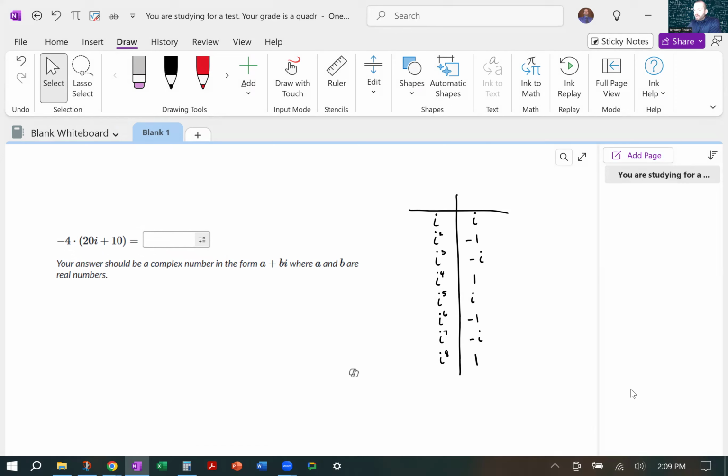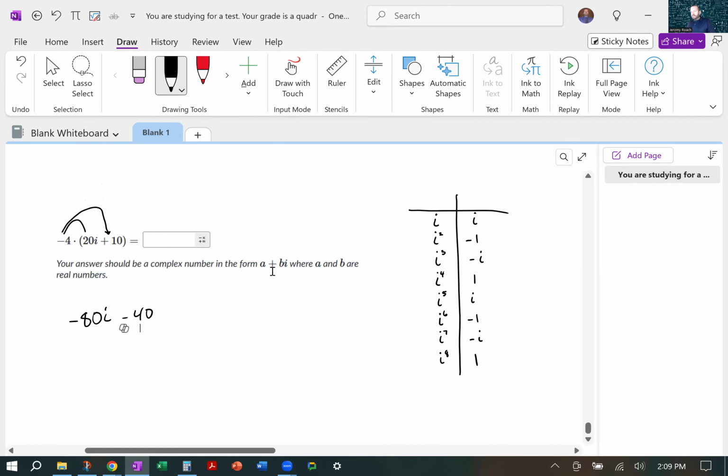So negative 4 times 20i is our first step, is negative 80i. Negative 4 times 10 is negative 40. And that's all we have to do for this problem. I'm going to see if I can skip to some that are a little tougher because I think that's pretty self-explanatory.